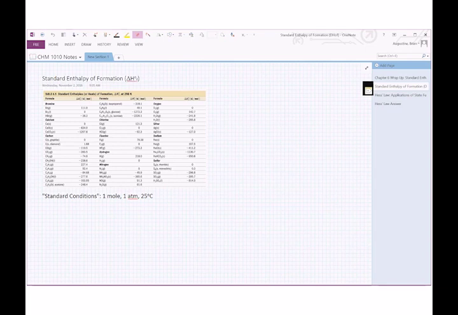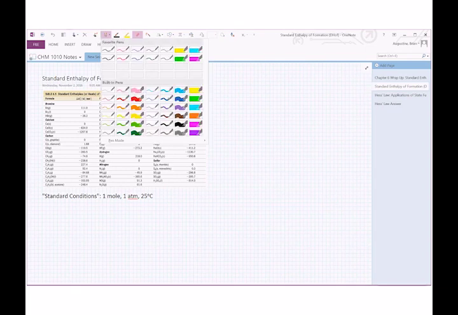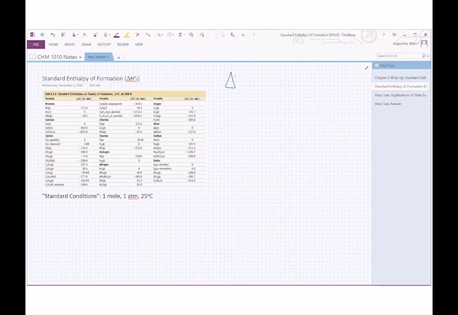We'll start with standard enthalpy of formation. And let's start with just what does that mean. So the notation for this is delta H, which is enthalpy. We put a little F next to it to mean formation. That means forming a compound from its elements.